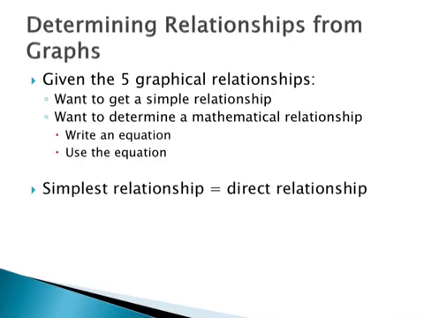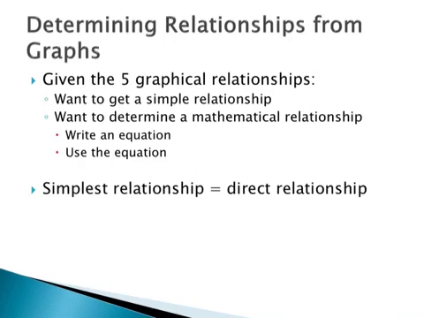So given these 5 graphs, the whole point of this graphical modeling is that when we do a lab and we gain information on variables and then we graph the relationship between those two variables, we are going to come up with a graphical relationship. Our goal then is to be able to tell, just by looking at the graph, what the actual relationship between the variables is. And we can state a general relationship, for example, that x and y are directly related, or x and y are inversely related.